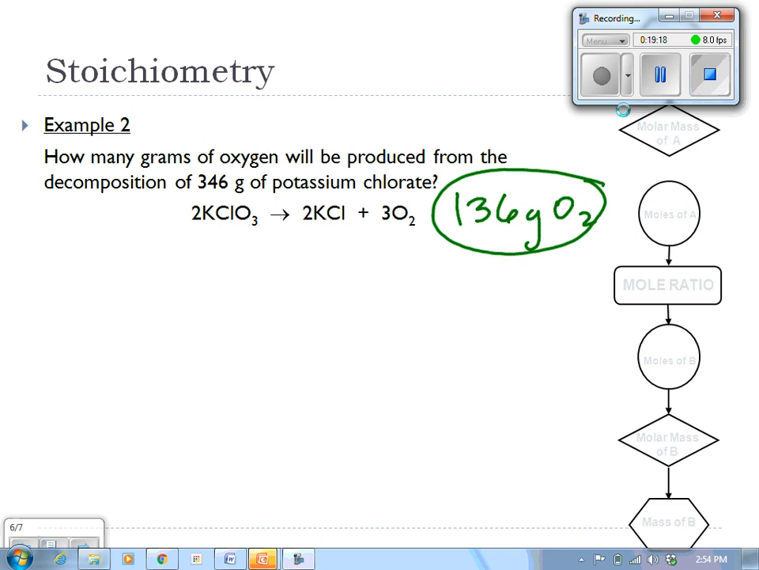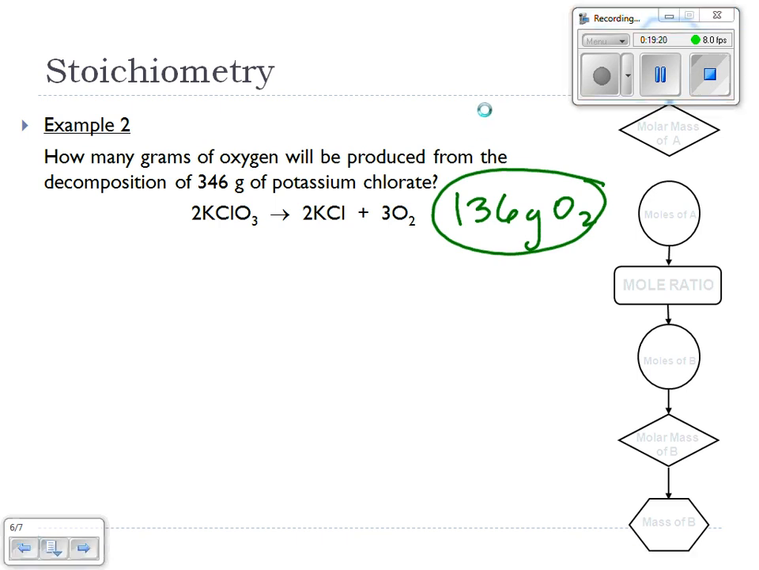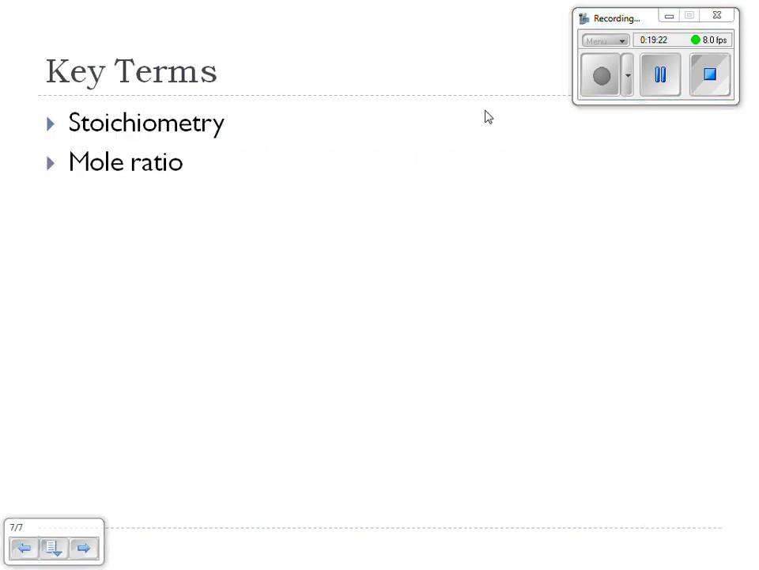So that's it for this video. Your new key terms are stoichiometry and using the mole ratio to solve problems. That's it, that's all.